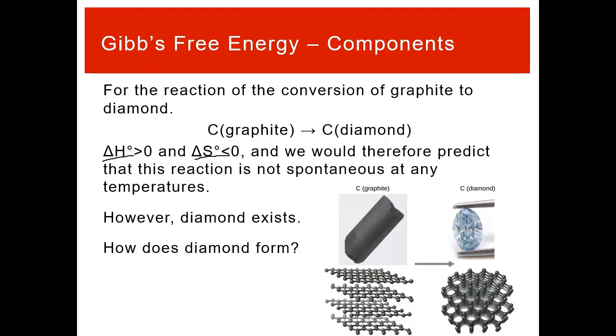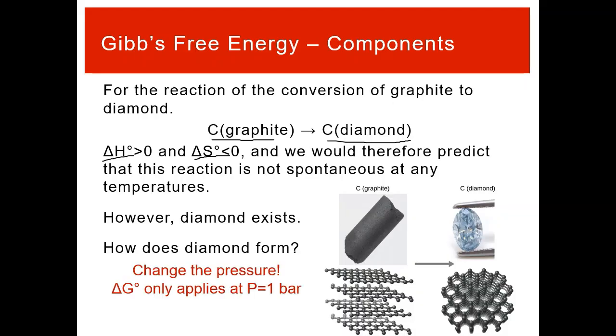The thing is, those reactions exist. For example, graphite carbon turning into diamond carbon. Based on our reference data, delta H and delta S, you are never going to get graphite turning into diamond at any temperature. But diamond exists. So since diamond exists, there has to be a way to accomplish this transformation. So how do you do it? You don't change the temperature, you change the pressure.